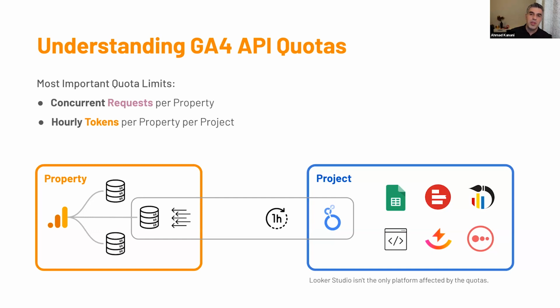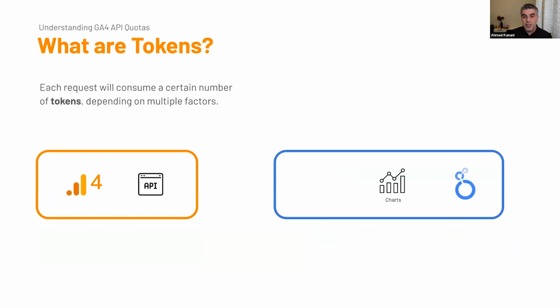So Looker Studio as a project, every hour, it has some kind of limit, some kind of currency of tokens that it can spend. Any request that goes to the GA4 API consumes a certain number of tokens. There's no hard rule for that, so that you can know this request consumed this many tokens. But we will see ways of figuring it out. And on top of that, on a daily basis, each project has a limit of tokens to consume per property. Okay. So these are the three main types of quotas that are enforced on Looker Studio and every other tool.